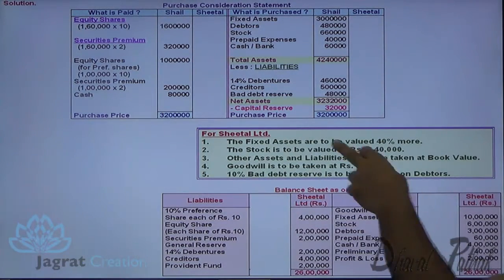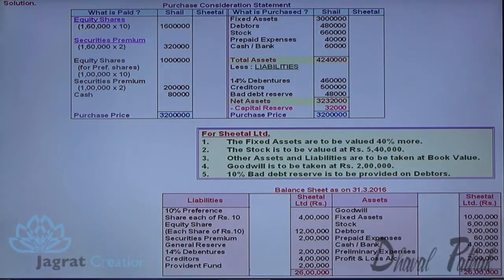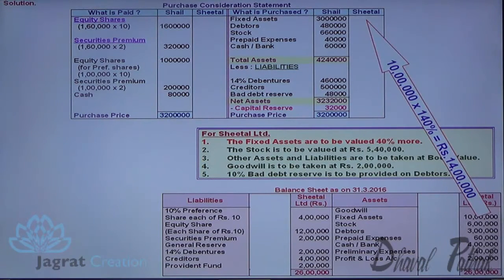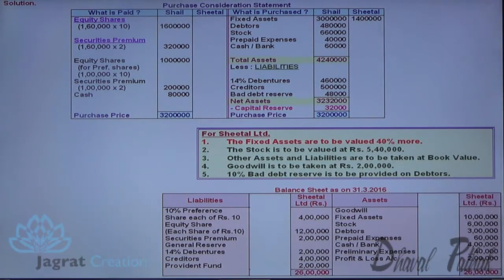Look at it. Fixed assets are to be valued 40% more. 10 lakhs are the fixed assets. So 10 lakhs into 140%. 14 lakhs is the exchange value for fixed assets. Stock is valued at 5,40,000. So stock purchased at 5,40,000. Other assets and liabilities are to be taken at book value.